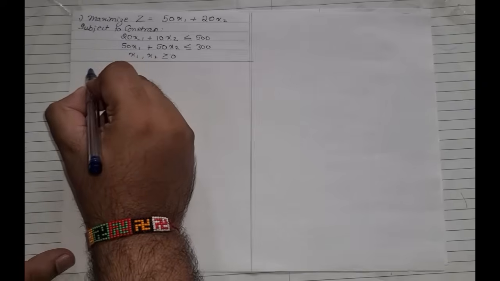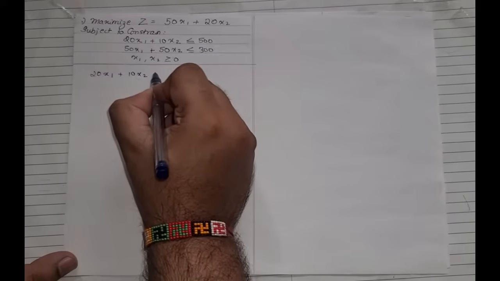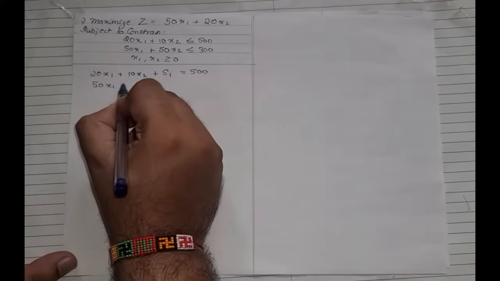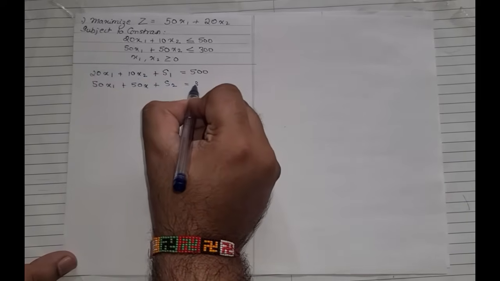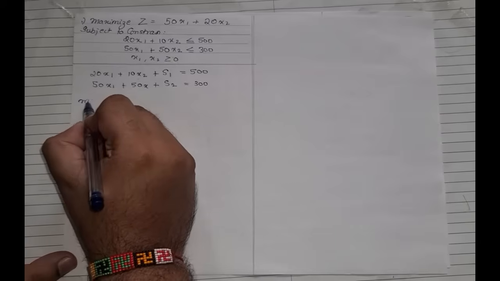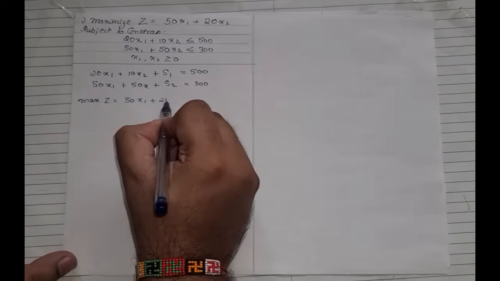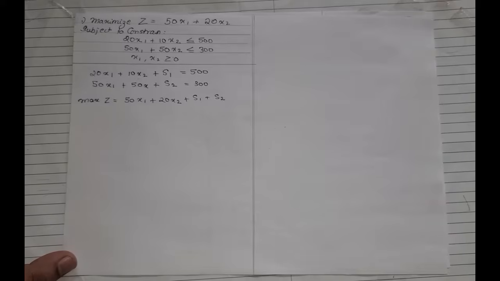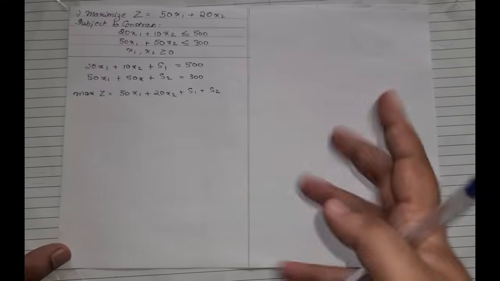So basically our equation will become 20x1 plus 10x2 plus s1, we're going to add here s1, which is equal to 500, and our second equation will become 50x1 plus 50x2 plus s2, which is equal to 300. And our max z will become 50x1 plus 20x2 plus s1 plus s2. So the first step, we need to add something called a slack value. This is an unutilized value or dummy value, you can say.